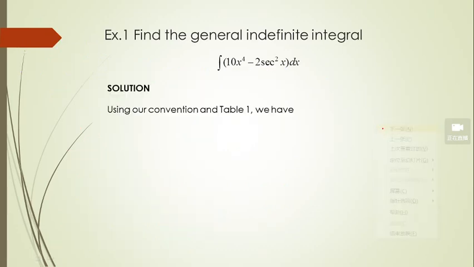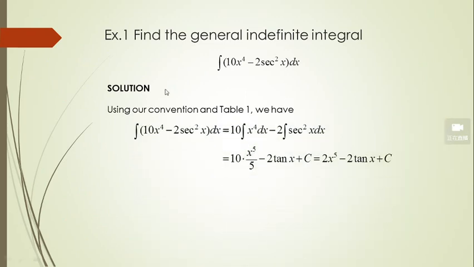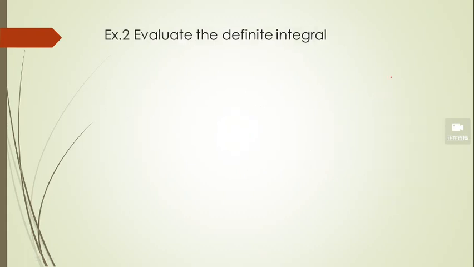Now let's check the solution I typed here. Using our convention and table 1, they follow and they didn't separate it, okay? They just move 10 outside, indefinite integral x to the 4 minus 2 indefinite integral of secant squared, then we get 2. They didn't specify the constant for each term. We just use one constant to denote that. It's perfect and a pretty easy example.